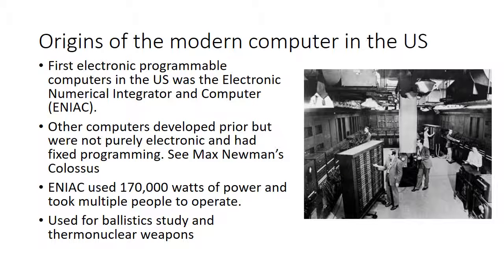The origins of the modern computer in the United States was first done in Philadelphia with the Electronic Numerical Integrator and Computer, otherwise known as the ENIAC. It weighed 30 tons and required 170,000 watts of power, along with multiple people to operate. It was used by the U.S. Army for ballistic studies and thermonuclear weapon simulations, developed off of Max Newman's Colossus.